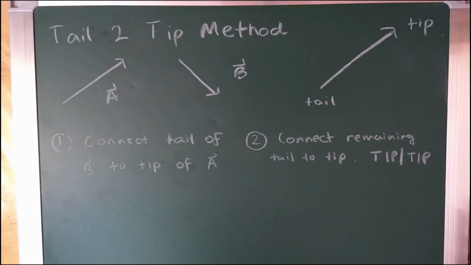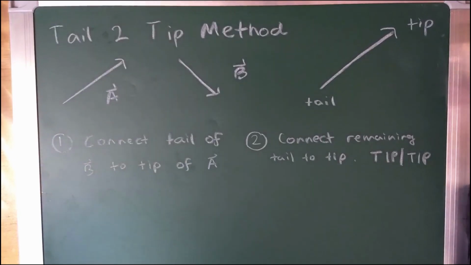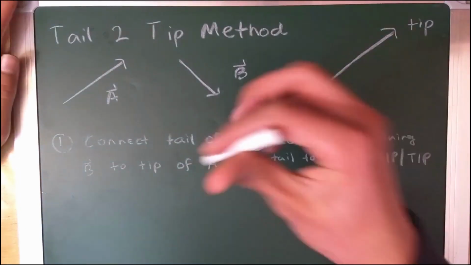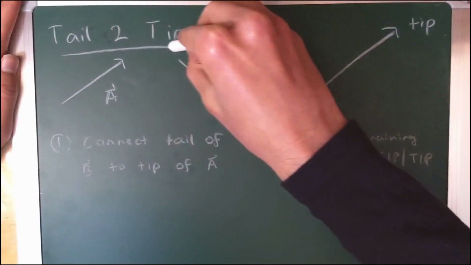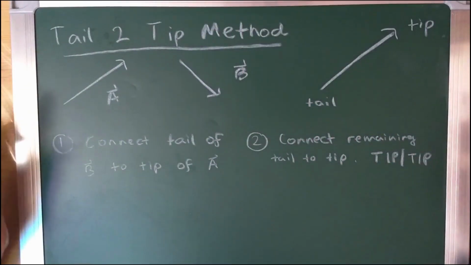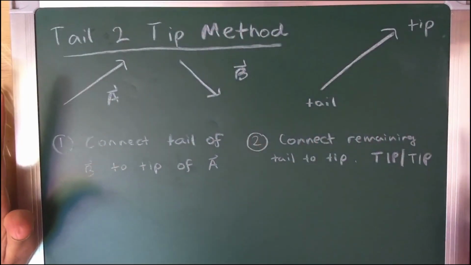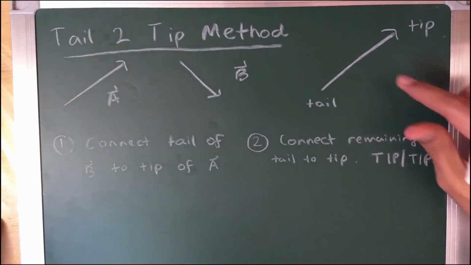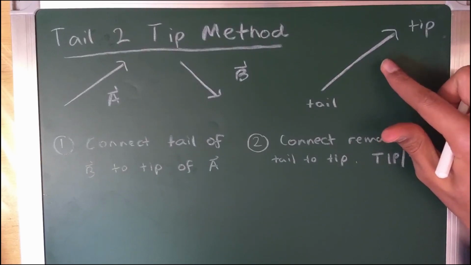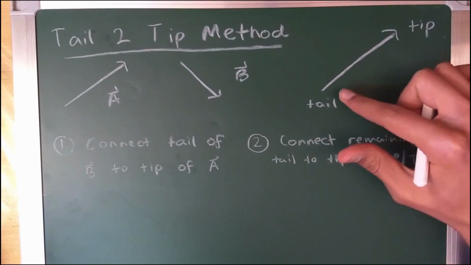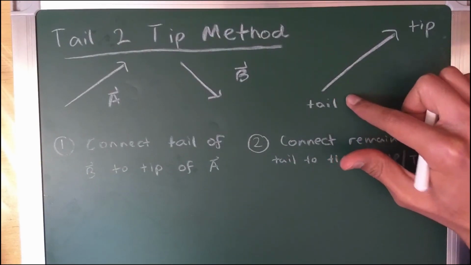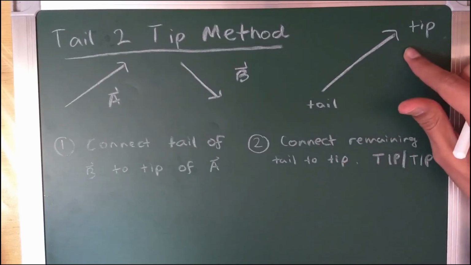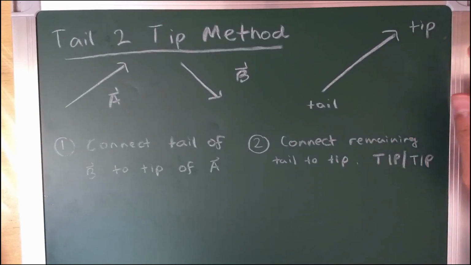All right, so I want to now run through the algorithmic procedure to add the vectors geometrically. This is called the tail to tip method. We have these two vectors, A and B, and we want to add them with the tail to tip method. So let's think about what a tail and tip is. If we have some arbitrary vector here, then this end without the arrow is called the tail, and this end that has the arrow is called the tip.